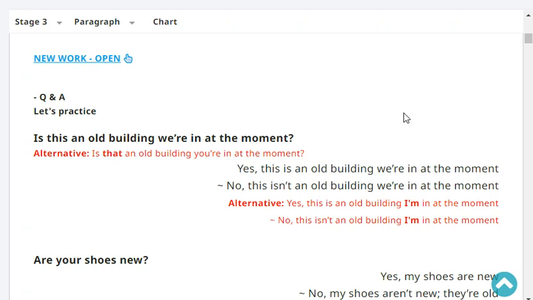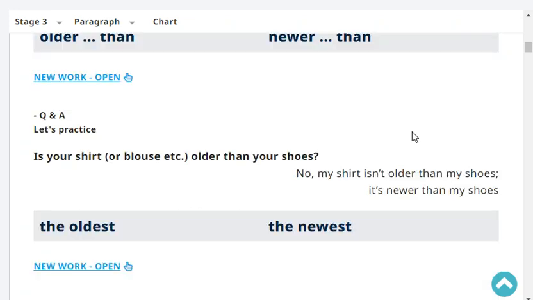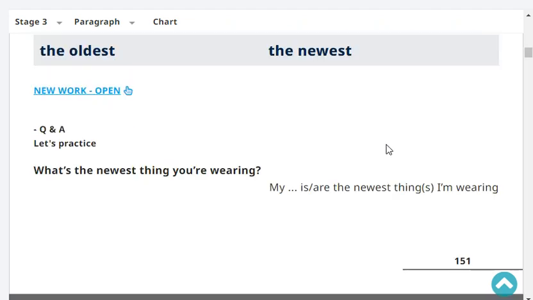Are your shoes new? Yes or no? Yes, my shoes are new. Very good. Is your shirt older than your shoes? Yes or no? Yes, my shirt is older than my shoes. Very good.